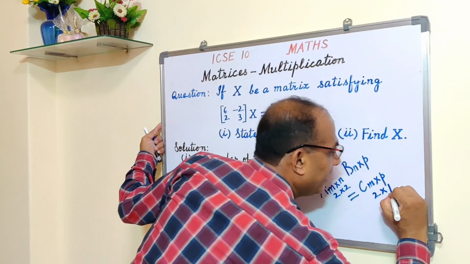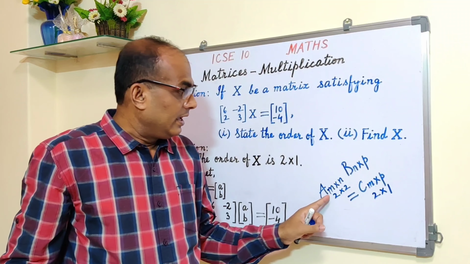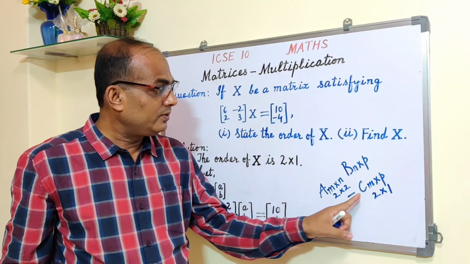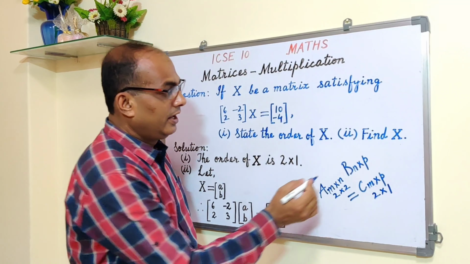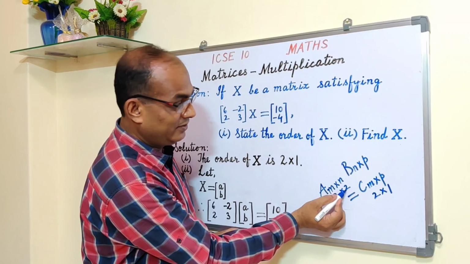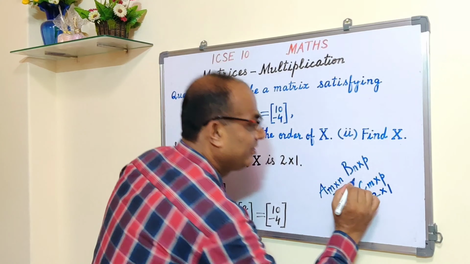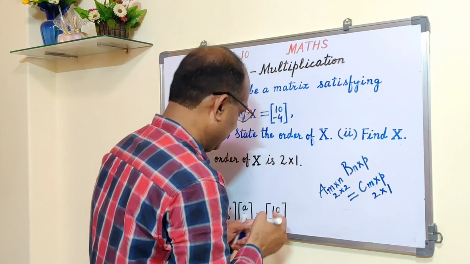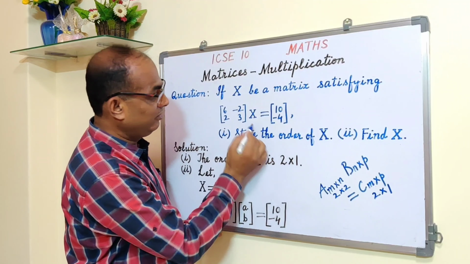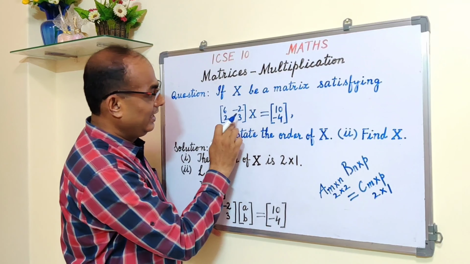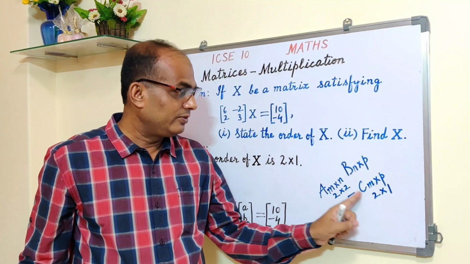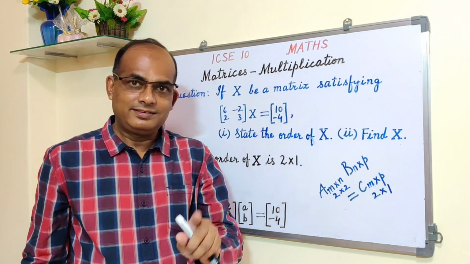Now can you find the values of m, n and p? Yes. m is 2, n is 2, p is 1. Now your order is n by p. n is 2 and p is 1. That means this order will be 2 by 1. If you compare this with A into B equal to C, the order of A is m by n, the order of B is n by p, therefore the order of C will be m by p. That is the standard result.